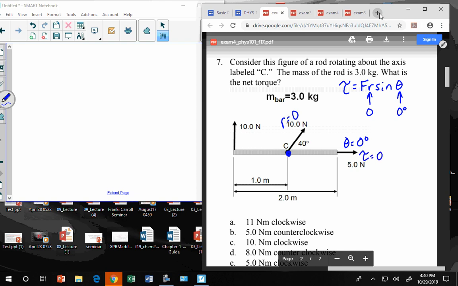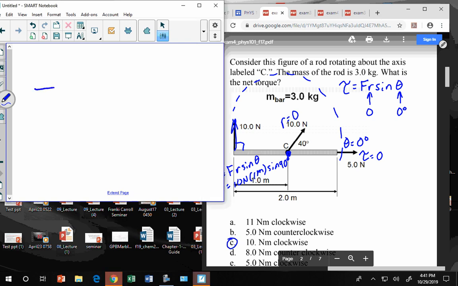So this is a really easy problem because there's only one force that causes a torque, and it's not even off axis, it's perpendicular. The angle theta is 90 degrees. So this torque is F R sine theta, which is 10 newtons times 1 meter times the sine of 90, which is 1. So it's just 10 Newton meters. It is clockwise, meaning this force causes a rotation in the clockwise direction. Let's do another one that is not so simple.